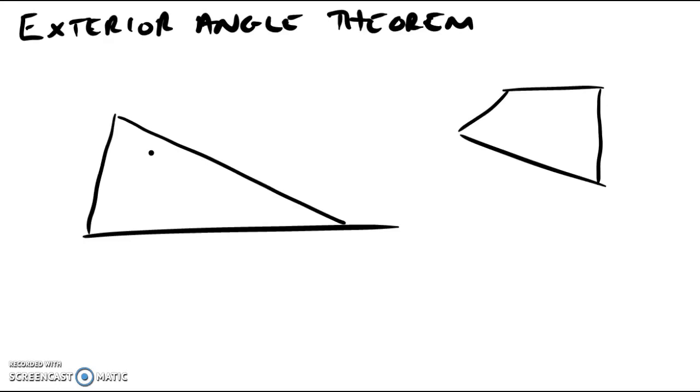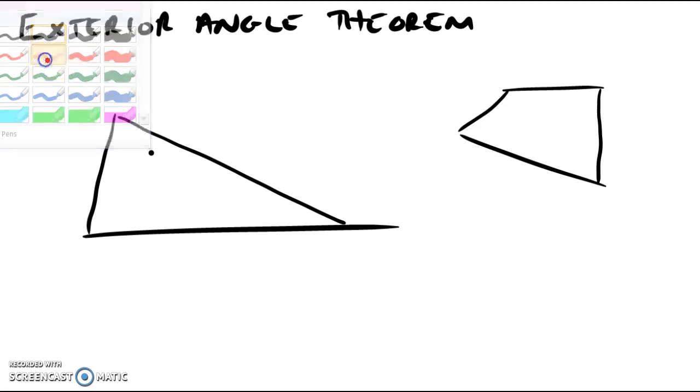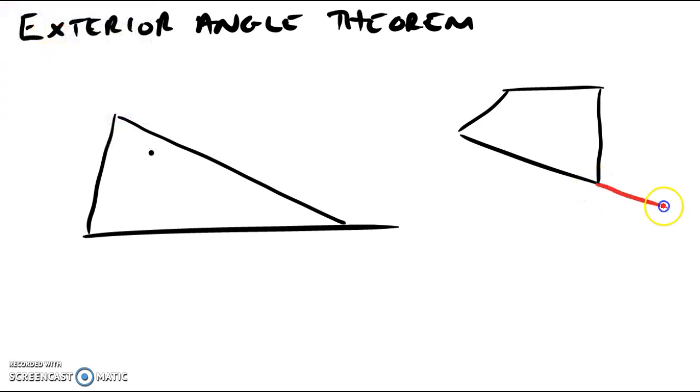Exterior angle theorem. So I drew kind of a deformed quadrilateral over here, but I'm trying to get you to understand the difference between exterior and interior angles. The exteriors are the outside, the interior are the inside. So here are the interior angles. Actually, I'll letter them: A, B, C, D, and the exterior angles are E, F, G, and H.